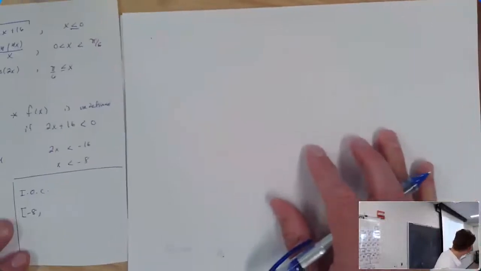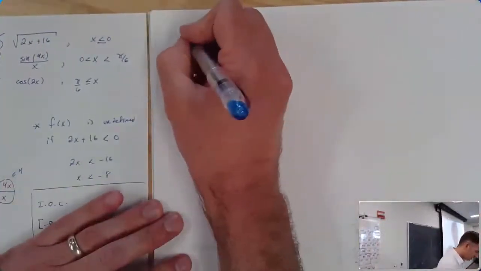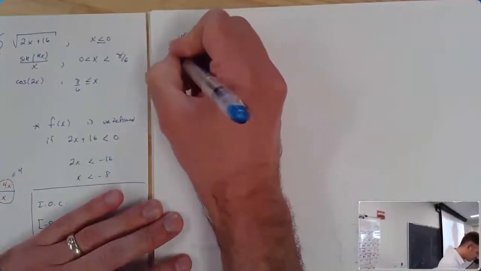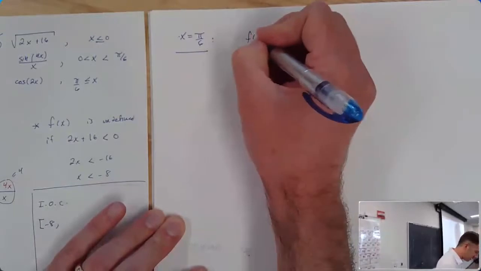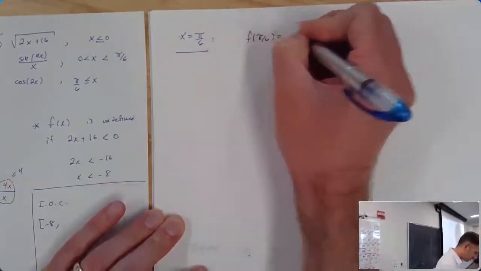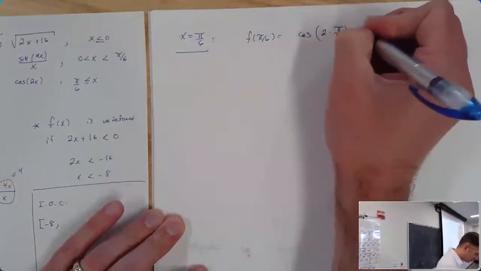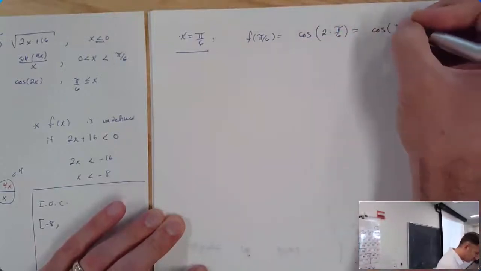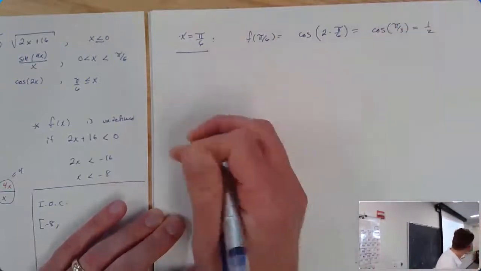Keep this on the page here. Oh, it kind of works. All right, so now let's look at x equal to pi over 6, and I'm going to plug in pi over 6. So f of pi over 6 is going to be cosine of 2 times pi over 6, which is cosine of pi over 3, which is 1/2.